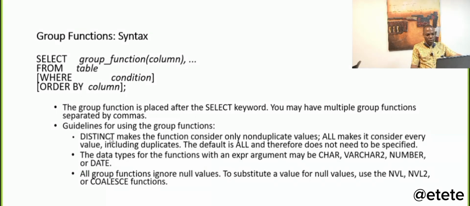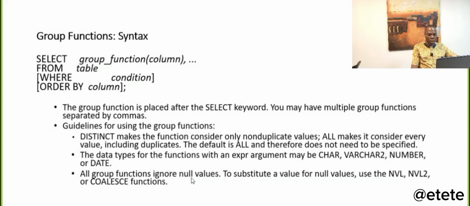Guidelines for using the group functions. DISTINCT makes the function consider only non-duplicate values. ALL makes it consider every value, including duplicates. The default is ALL, and therefore it does not need to be specified. You will see all that practically. The data types for the functions with an expression argument may be character, varchar, number, or date, depending on the type of function.